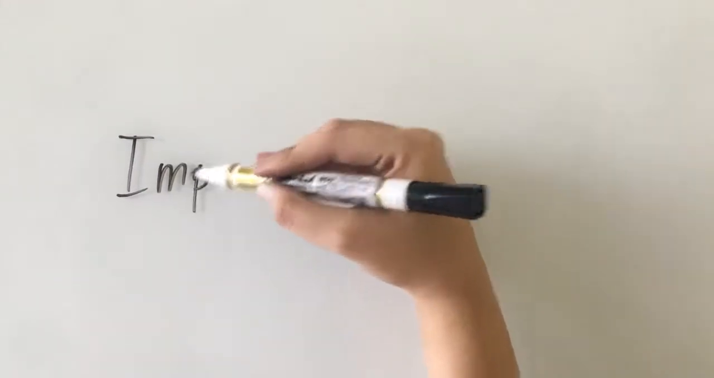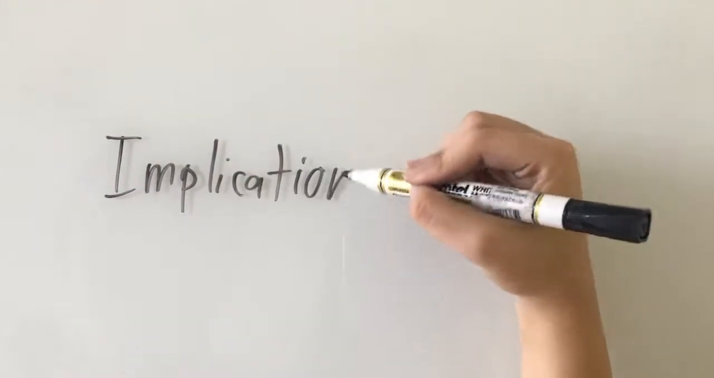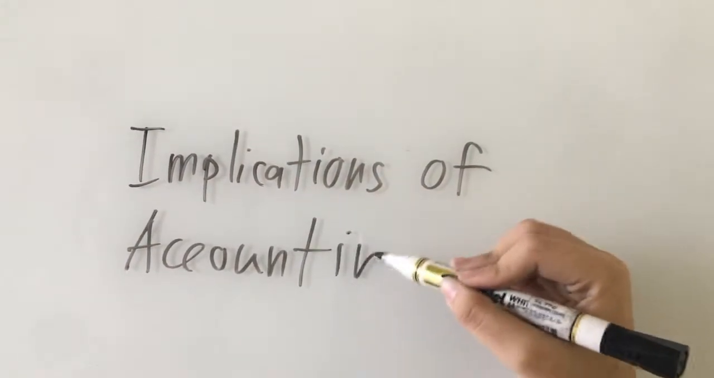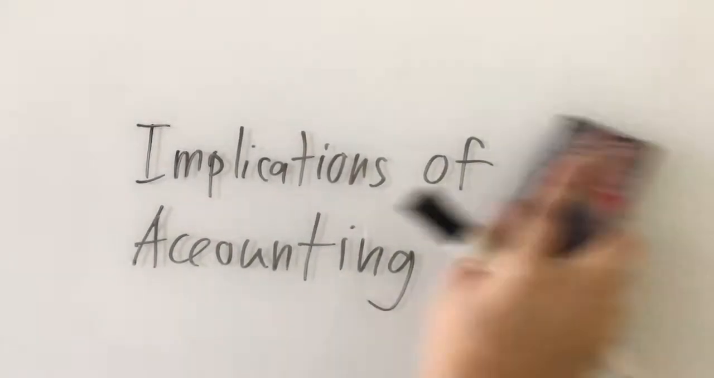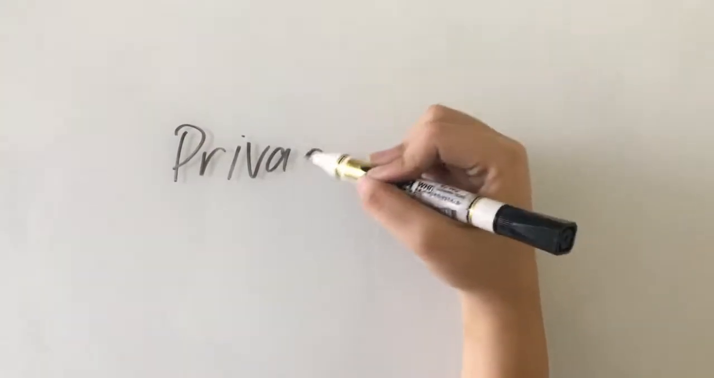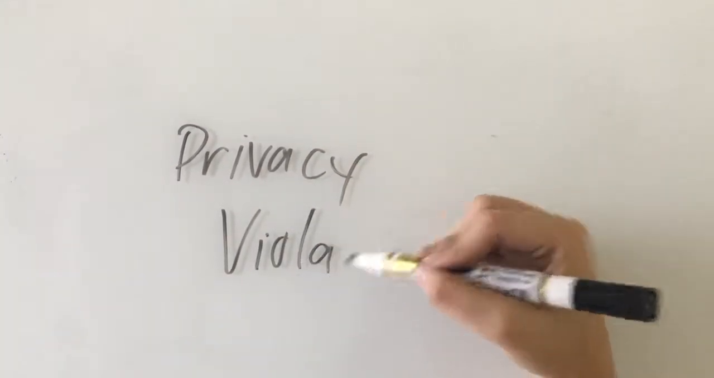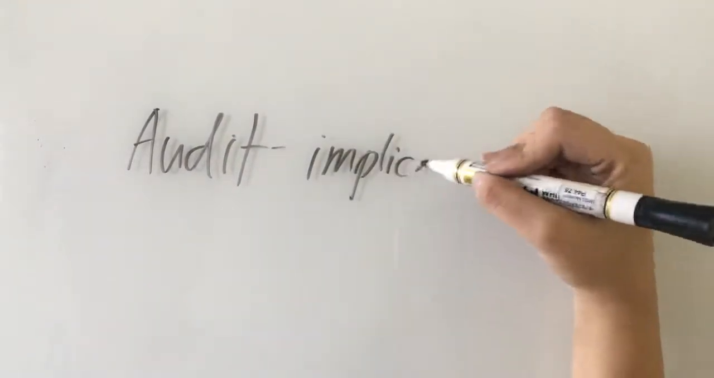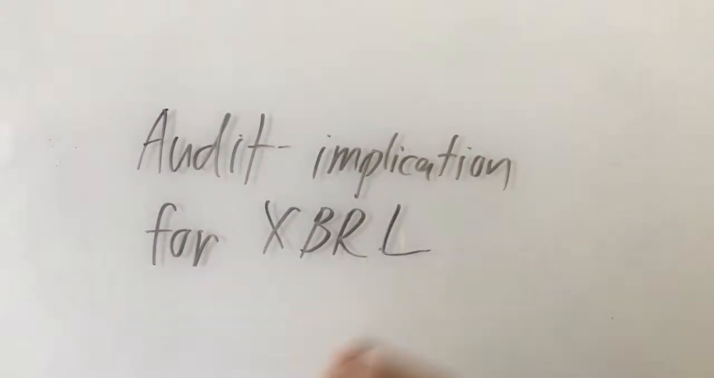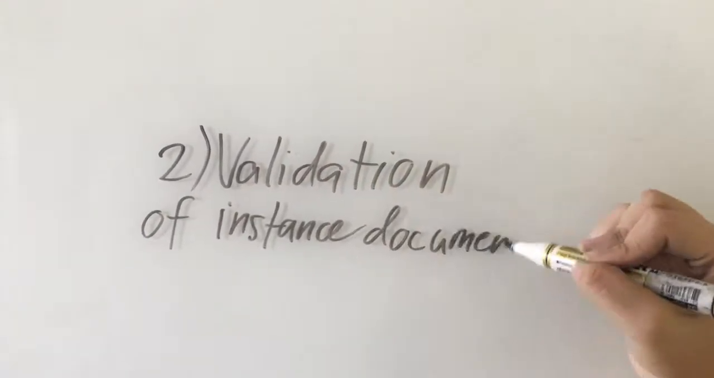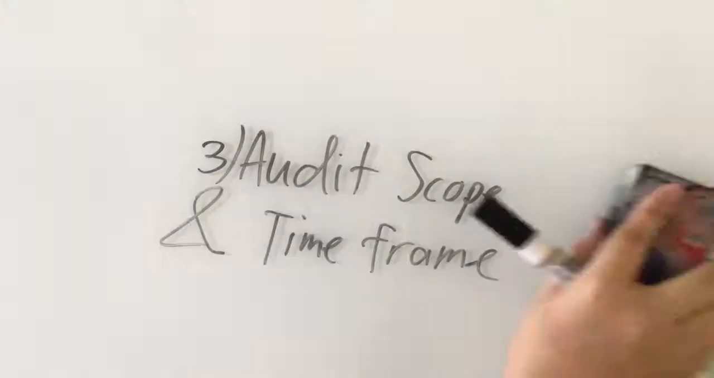Now you may be asking, what does all of these have to do with you and me, a future accountant? E-commerce may result in the violation of a business privacy. Some major issues to consider are the business's stated privacy policy and whether it is consistently applying the stated policies. What information is the company sharing, and how do the businesses verify and update the information they have? It may also have an impact in the following areas: taxonomy creation, validation of instance documents, and audit scope and timeframe.